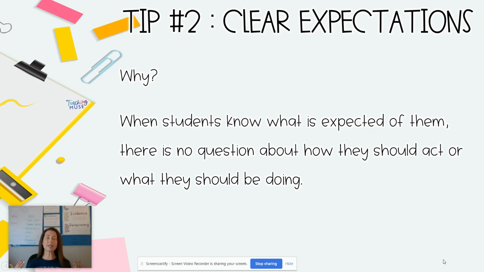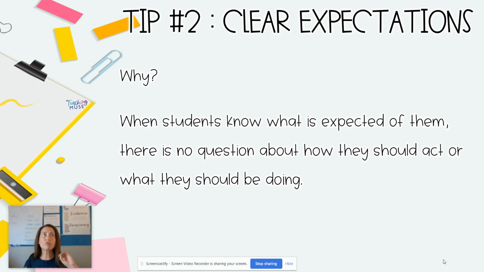My second tip is to have clear expectations. So this is something that when you start the beginning of the school year, you want your students to know what you are expecting of them. Why do you want to do this? Because when the students know what is expected of them, then they understand this is the way I need to be acting in this class, and this is what I need to be doing.